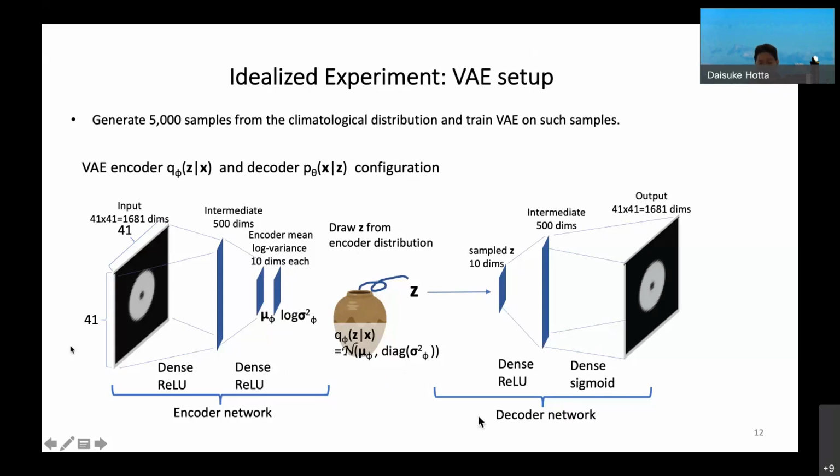The decoder network is just a mirror image of the encoder network, except that instead of ReLU activation, immediately before the output layer, we put a sigmoid activation function.